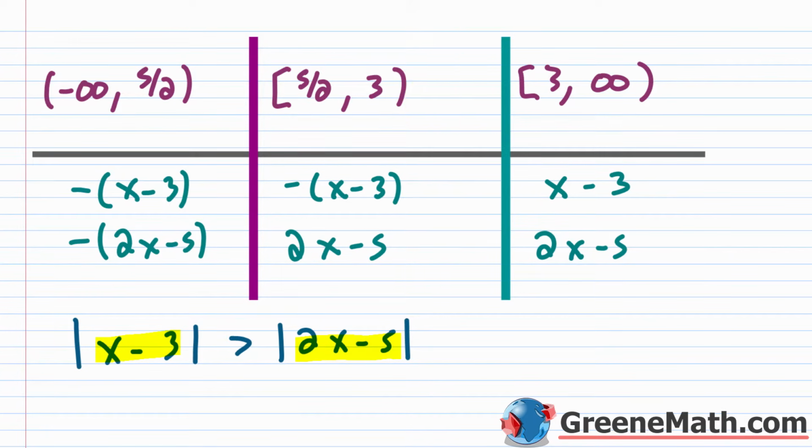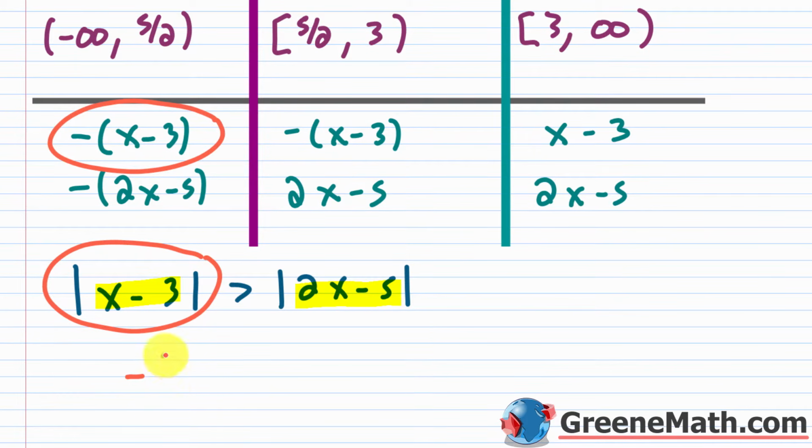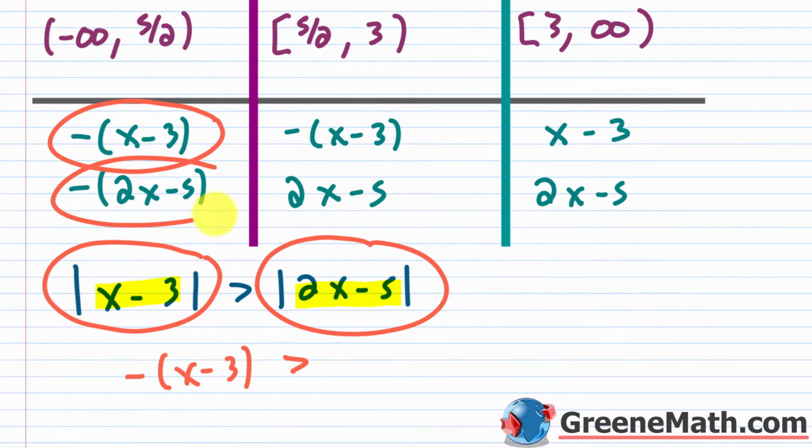Let's start out in the leftmost interval, or where x is less than 5 halves. So again, I'm going to basically replace this guy right here with this guy right here. So I want the negative of the quantity x minus 3. That's my rule for dropping the absolute value bars there. Then this is greater than. I want to replace this guy right here with this guy right here. So the negative of the quantity 2x minus 5.